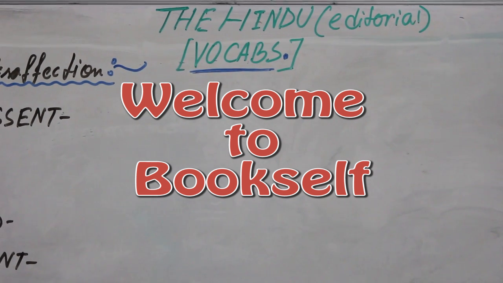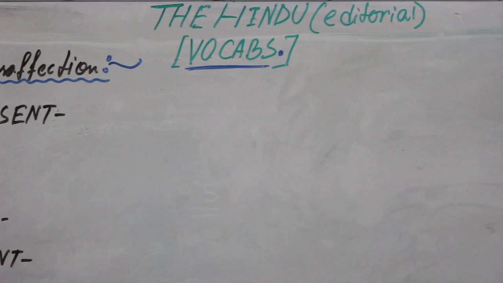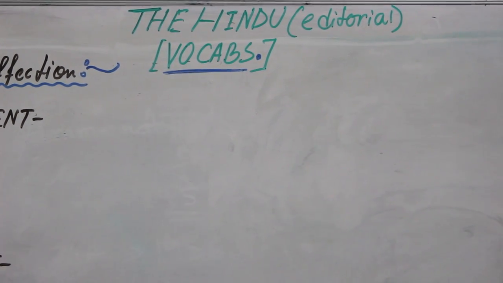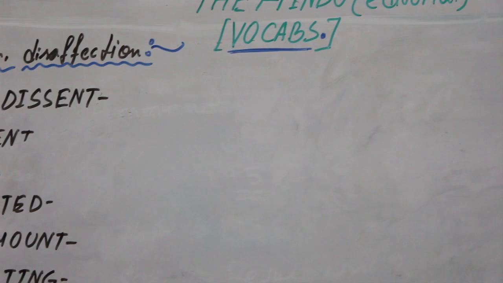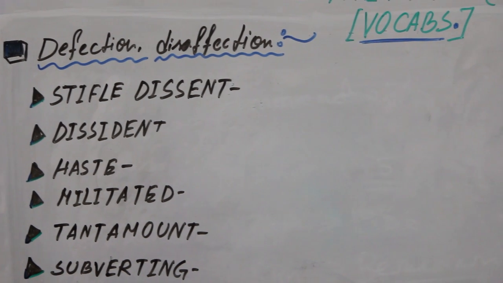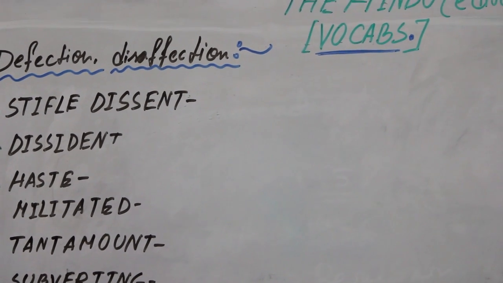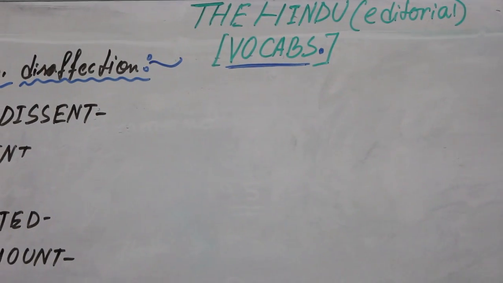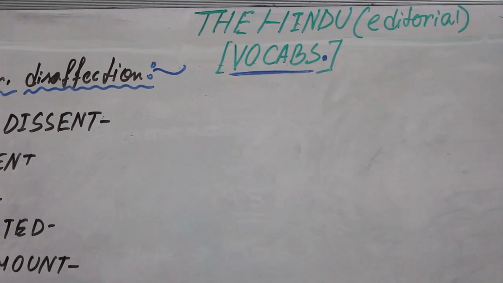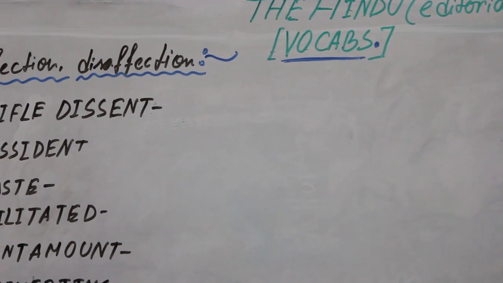This is the daily series which we do every day, the Hindu editorial vocabularies. So today is 8th December 2017. First article is defection and disaffection. This article is about suspension of Rajya Sabha member and anti-defection law. The 10th Schedule is the anti-defection law, which was inserted by the 1985 amendment to the constitution.